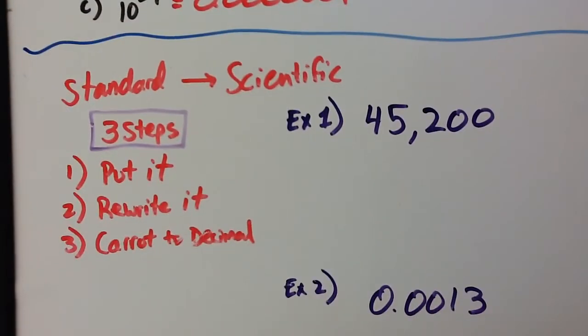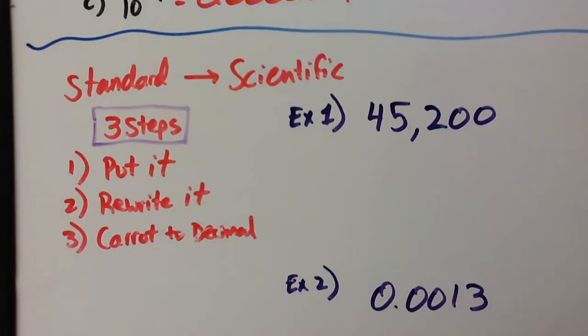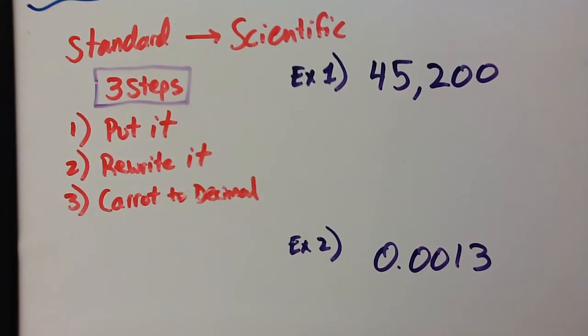Now, here are the rules for going from standard notation to scientific notation. So we can take any number in standard notation to scientific notation. On your paper there, you see we have 3 steps. Put it, rewrite it, carry it to decimal. So put it. Put it means we're going to put the caret with the decimal after the first digit that is not 0, going from left to right on the number.